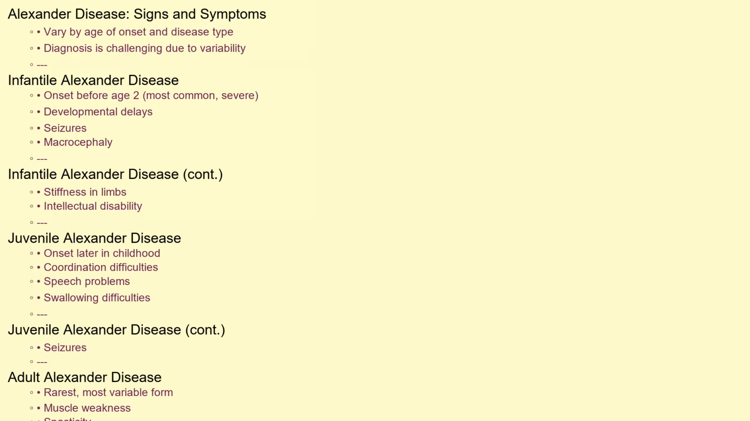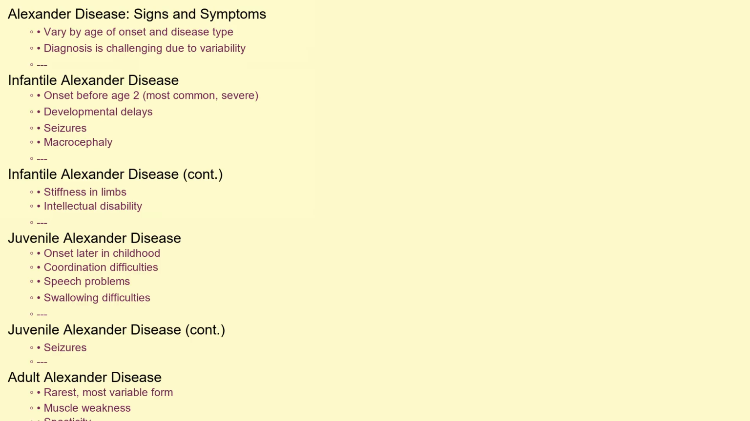Because it is primarily caused by spontaneous mutations, there are no known environmental or lifestyle factors that increase the risk of developing Alexander disease. While exceedingly rare, it is critical to understand the disease's presentation and diagnosis to improve outcomes for those affected. The signs and symptoms of Alexander disease vary depending on the age of onset and the specific type of the disease.